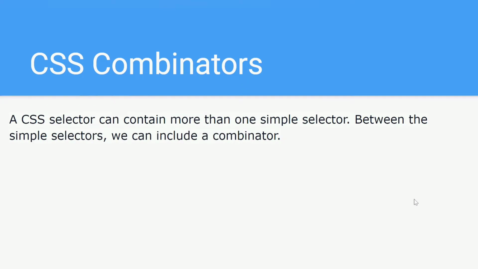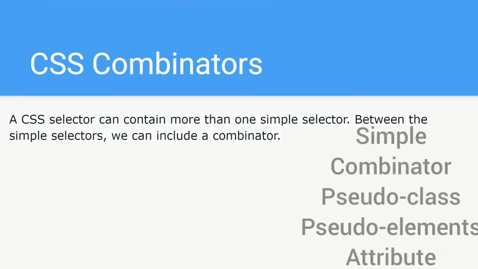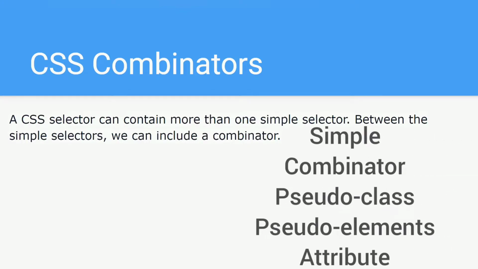In this video we are going to learn about CSS Combinator Selector. We have already covered one video in which we talked about the different types of selectors in CSS. I will provide the link in the description box. The different types of selectors available in CSS are Simple Selector, Combinator Selectors, Pseudo Class Selectors, Pseudo Element Selectors and Attribute Selectors. So these are the 5 types of selectors.